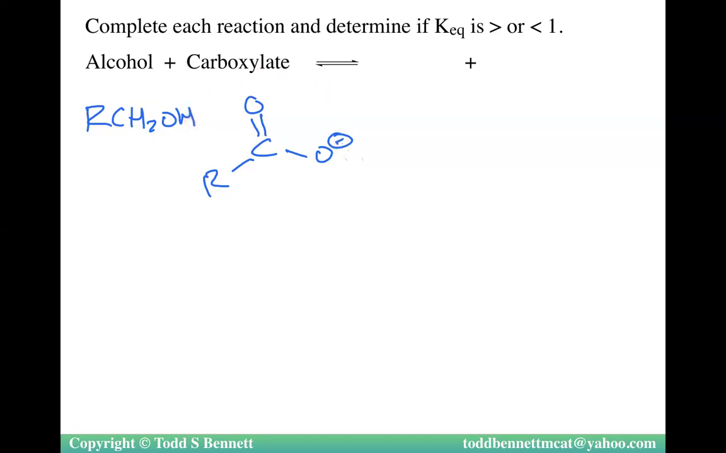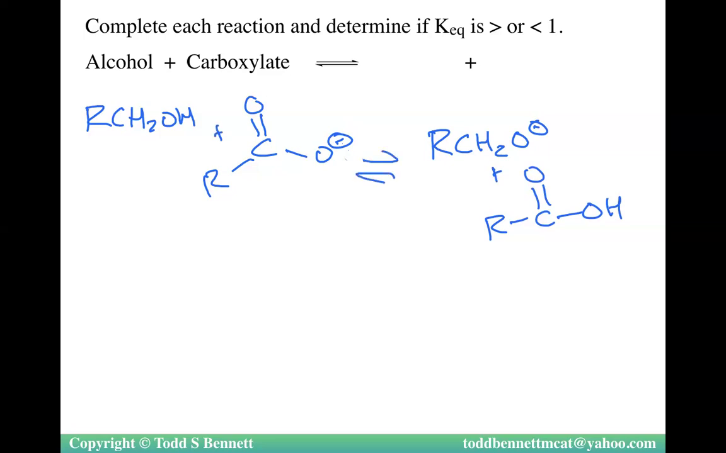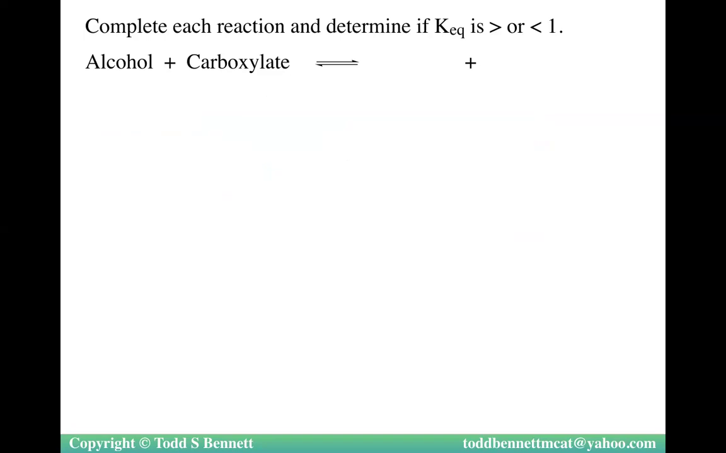So my product side is going to be RCH2O minus, and then not necessarily the same R. R simply stands for carbon chain. So those two and those two will be in equilibrium with that. Let me get rid of my drawing and put the rest in. So alcohol becomes an alkoxide, carboxylate becomes carboxylic acid. Those are the two things I just drew.